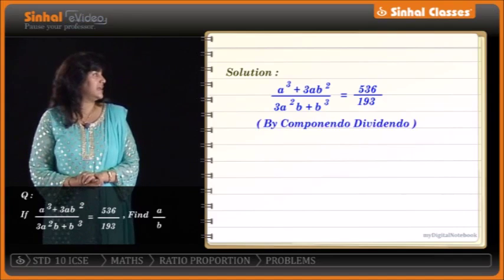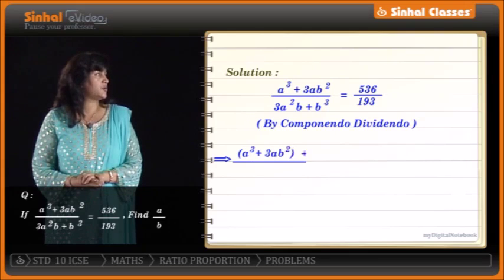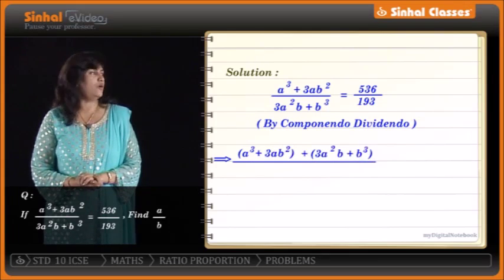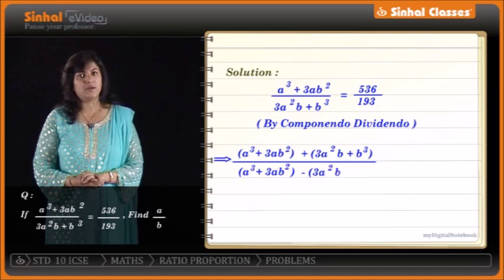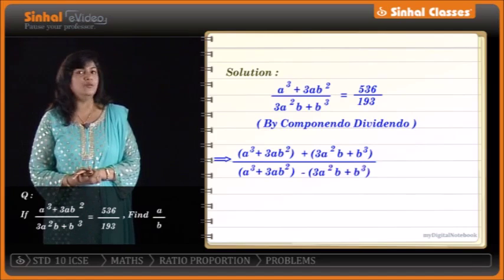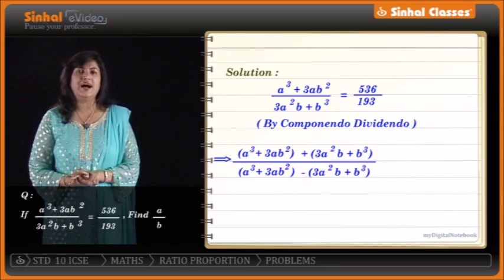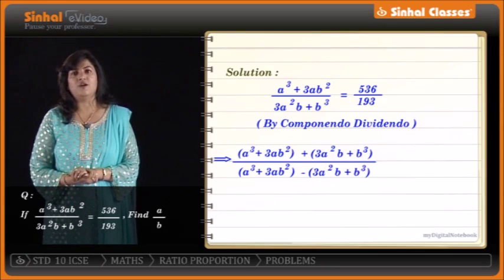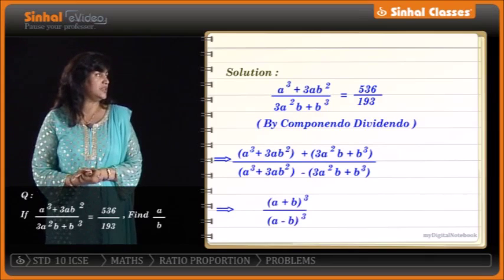Let's do that. We get a cube plus 3ab square plus 3a square b plus b cube upon a cube plus 3ab square minus 3a square b plus b cube. Now, in the left side, the numerator, does it look familiar? It is the formula of a plus b the whole cube, and in the denominator it is the formula of a minus b the whole cube. So we write that as a plus b the whole cube upon a minus b the whole cube.